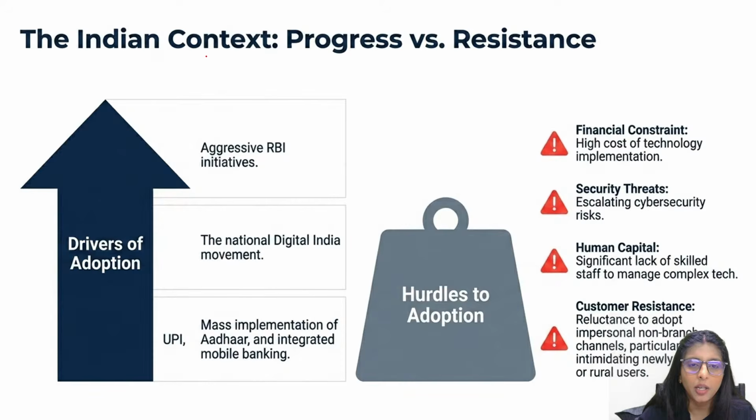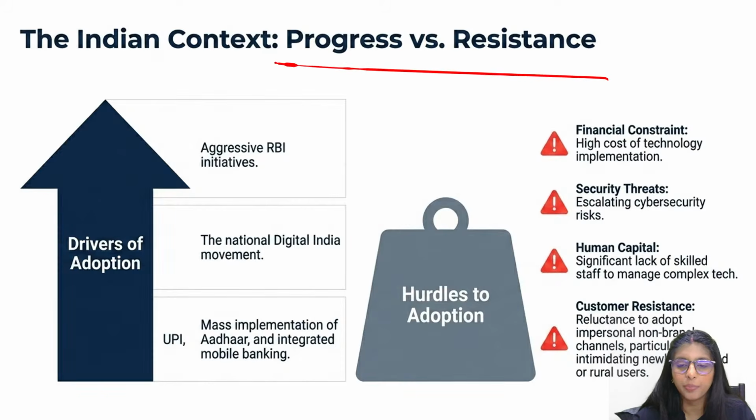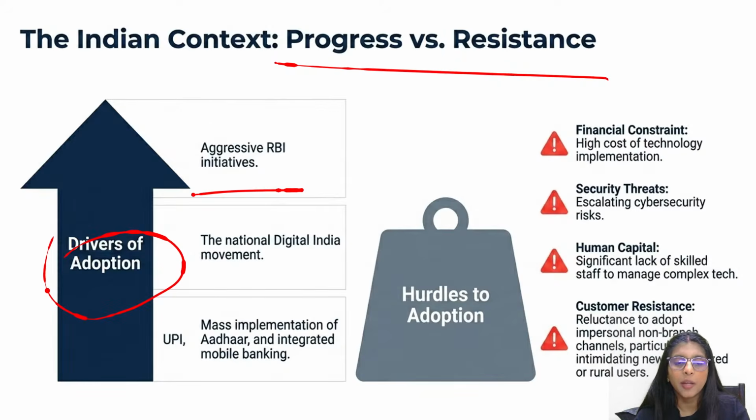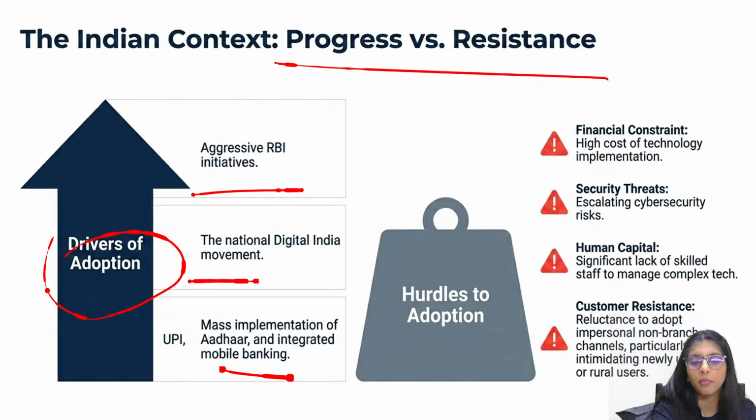Next, Indian context: progress and restraint. Rise of adoption means reasons for growth. The reason for growth is aggressive RBI initiatives. The Reserve Bank of India has actively promoted digital payment and banking reforms: the National Digital India movement, UPI, mass implementation of Aadhaar, and integrated mobile banking. All these are the reasons for growth in the banking system.